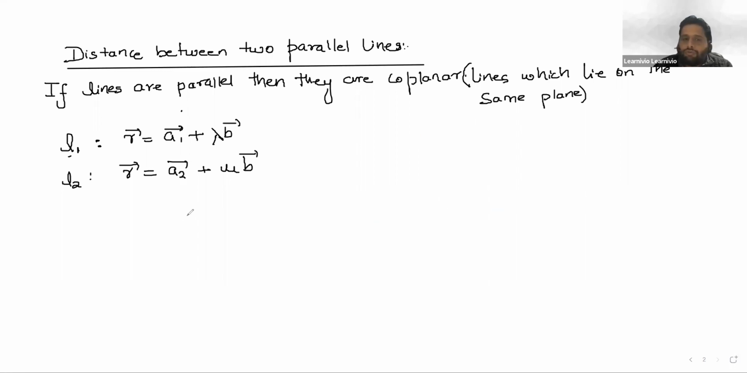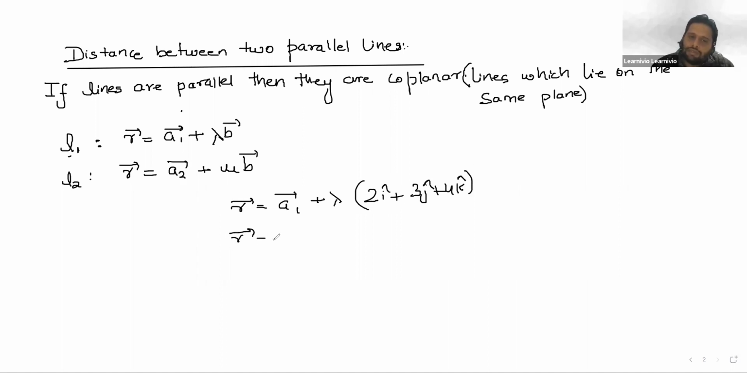Always remember, if you get a question with an equation like this, A1 can be anything, plus lambda, for example 2i cap plus 3j cap plus 4k cap. And the second equation they will give like this, r is equal to A2 plus mu, and here 4i cap plus 6j cap plus 8k cap. Then what you need to do in this case is take out 2 common. These two B's should be the same, then only you can apply the formula for the distance between parallel lines.